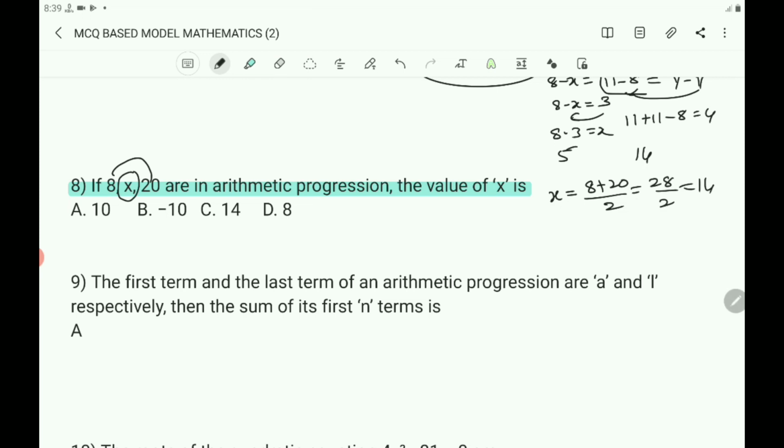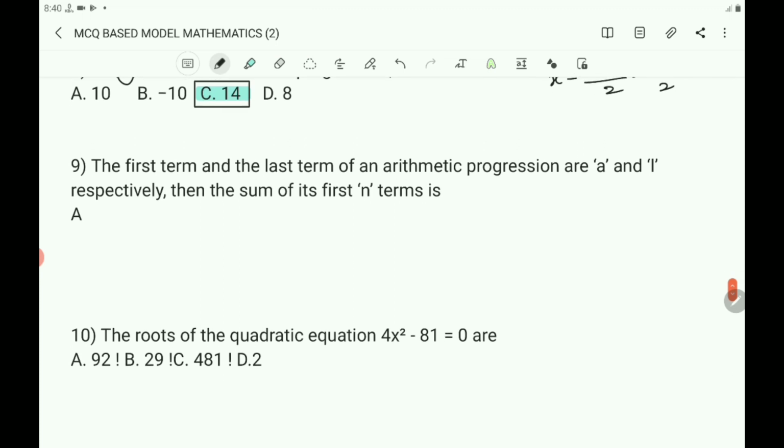So in this situation, the middle becomes the average of the first and the third, if three terms are in AP. So you can add these two and divide that by 2. 8 plus 20 divided by 2, you will get 14. So option C is the answer. What is the answer? Option C, 14 is the answer.